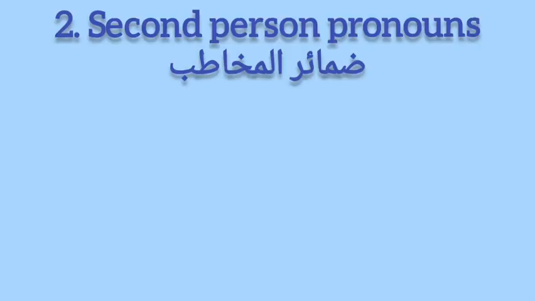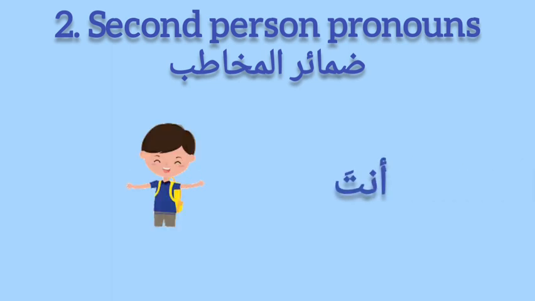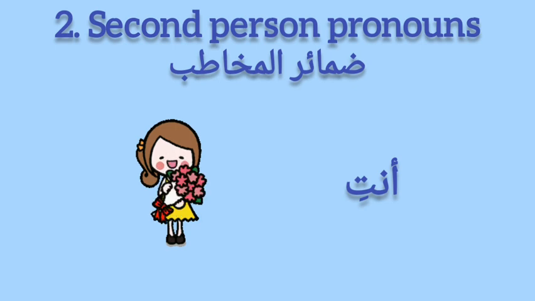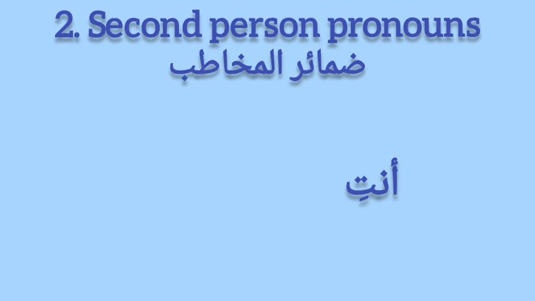The second type is second person pronouns, ضمائر المخاطب. We use these pronouns when we talk to other people. For an example, أنت. We use this pronoun when we talk to one person who is male. أنتِ. We use this pronoun when we talk to one person who is female.